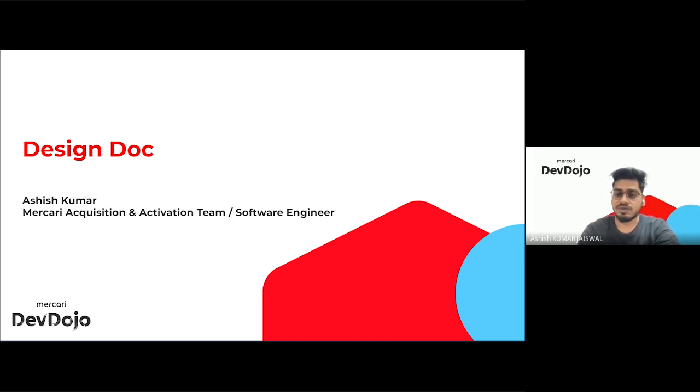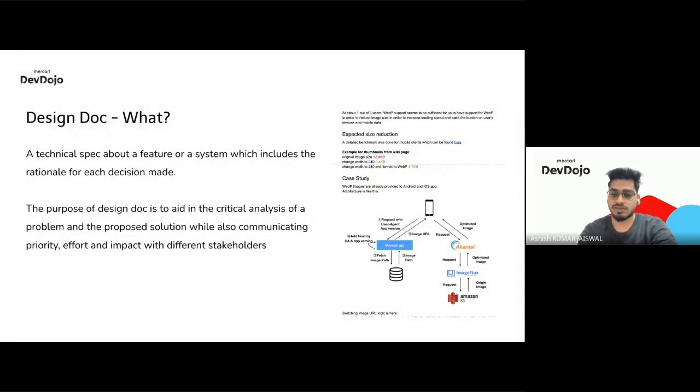Let's talk about what a design doc is first. You can think of a design doc as documentation, or a set of instructions, to define how you are going to solve a problem statement or feature.